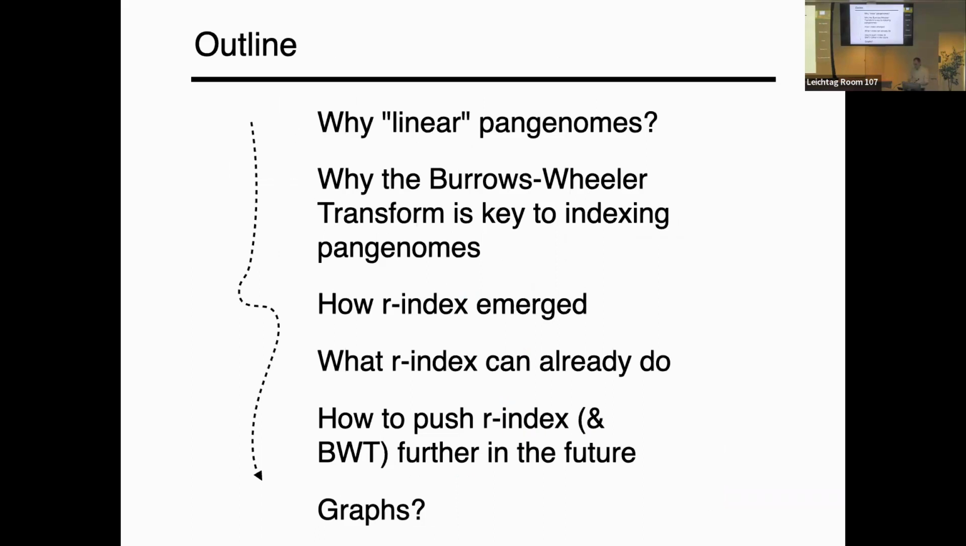Then I'm going to talk about some details about what are the particular mathematical approaches underlying our ability to build good linear pangenomes. I'm going to talk about the Burrows-Wheeler transform, which was brought up in the introduction. Hopefully you're not yet tired of hearing about the Burrows-Wheeler transform, because I'm going to have more to say about it today. And then I'll talk about how the idea of R-index emerged, what R-index can do today, and then how we're going to hopefully be able to continue to push R-index and the Burrows-Wheeler transform further into the future. And I'm going to circle back to graphs at the end.